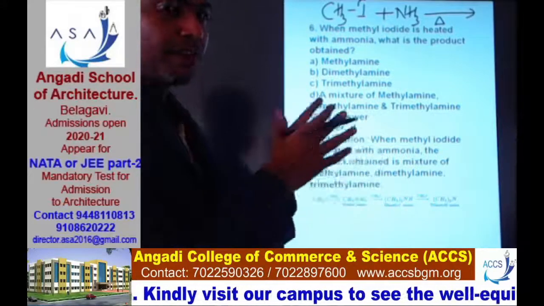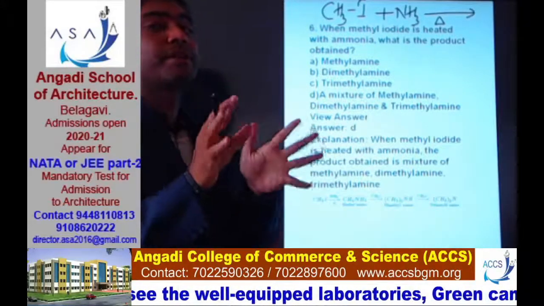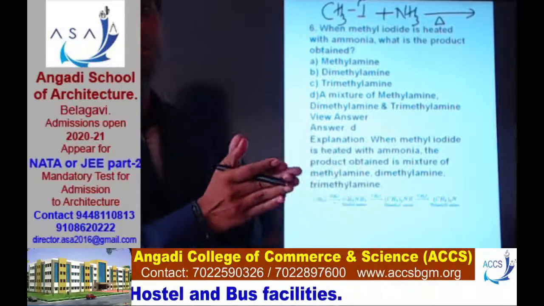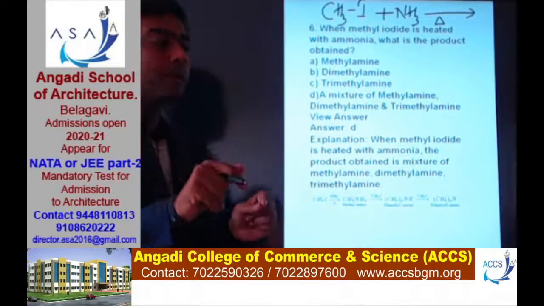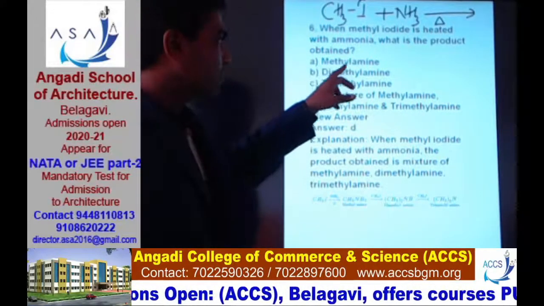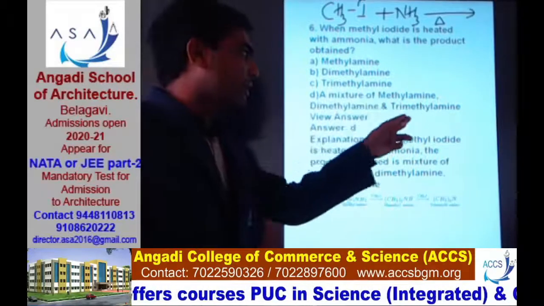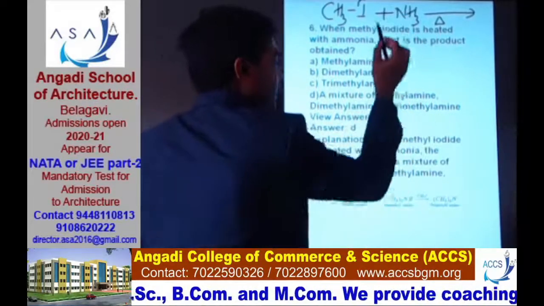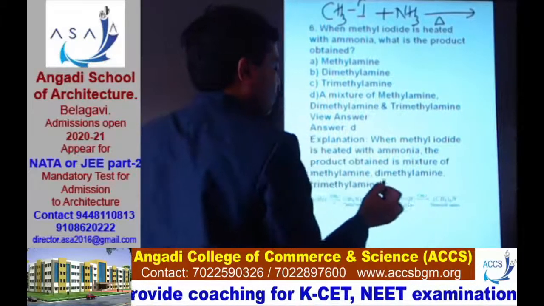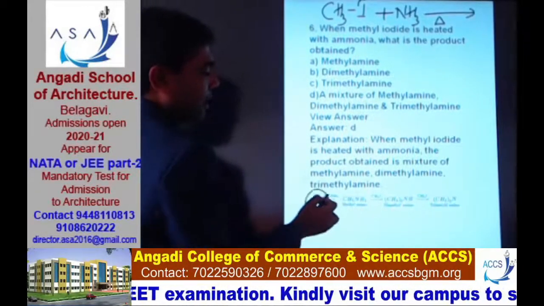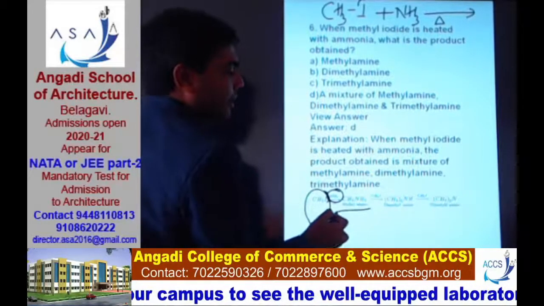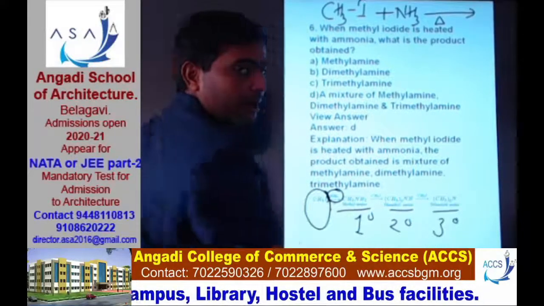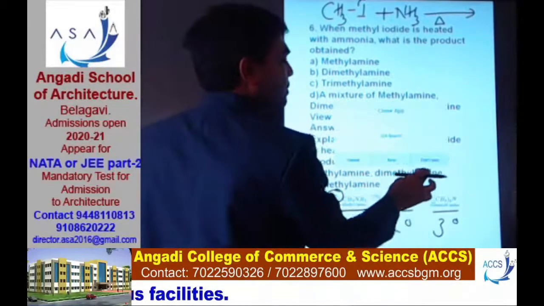So before, 10 minutes ago, when I was explaining the synopsis, I told you there is a limitation of Hoffmann's method, because all the salts will be mixed and it is not easy to separate that mixture. Hence, only methylamine is not possible. It contains all the mixture. Therefore, when methyl iodide is heated with ammonia, the product obtained is a mixture of all. You can see here, methyl iodide, ammonia, heat, we get primary amine, secondary amine, and tertiary amine. Therefore, it is related to Hoffmann's process.